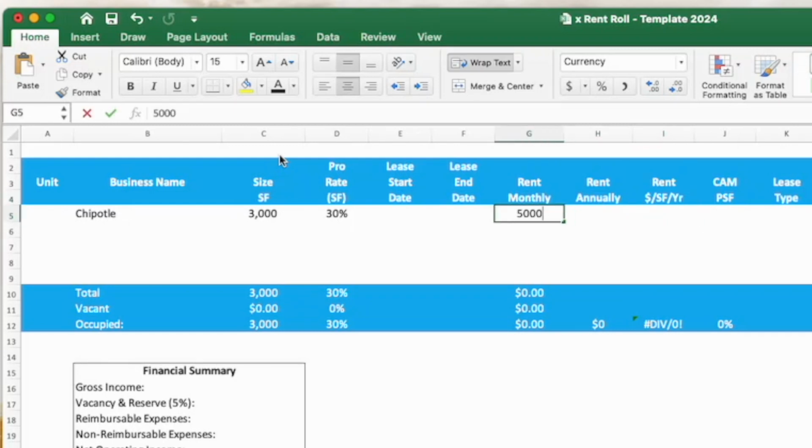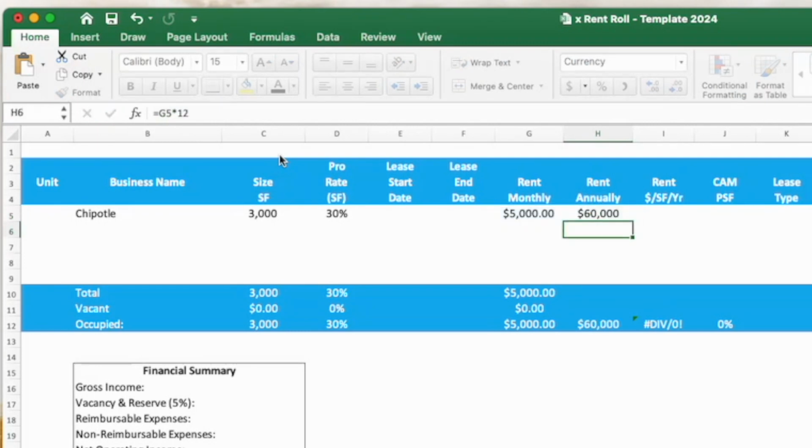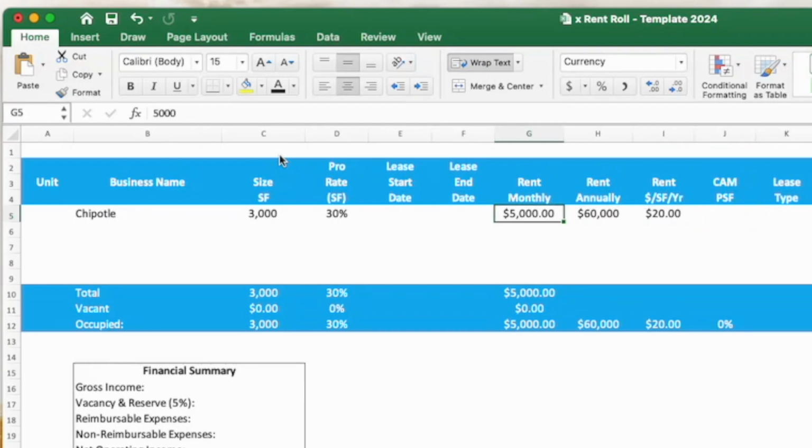So let's do this. 5,000 times 12. And then per square foot is just the annual rent divided by the actual square feet. So you've got $20 a foot for the rent for Chipotle. And that should all be pre-formulated just to make your life easier. Right here, I'm typing out everything just because we're doing this video and I'm showing you how it's done. But that's what the rent per month, per year, and per year per square foot looks like.